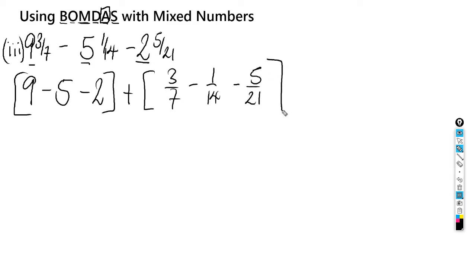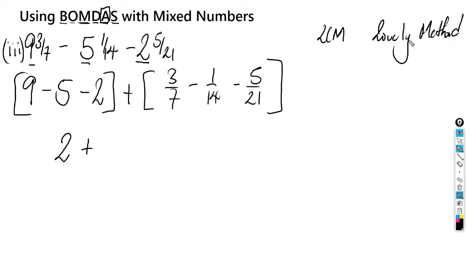Cool. So in order to solve this now, 9 minus 5 would give us 4, minus 2 would give us 2. Then we have these 3 fractions here. So in order to add these 3 fractions together, we need to find the LCM. So I'm going to use the lovely method here. The first thing we're going to do is write out 7, 14, and 21. We're going to draw a little table here.